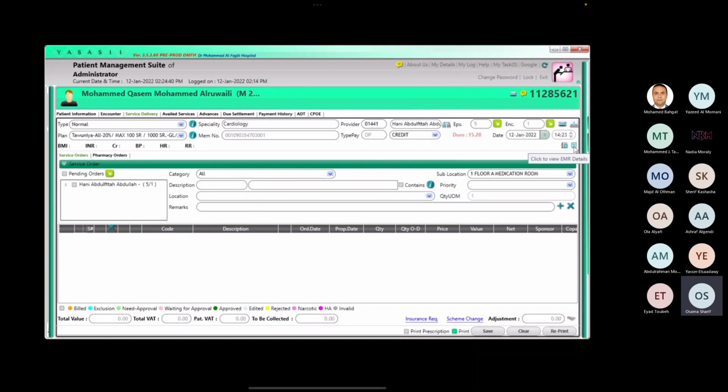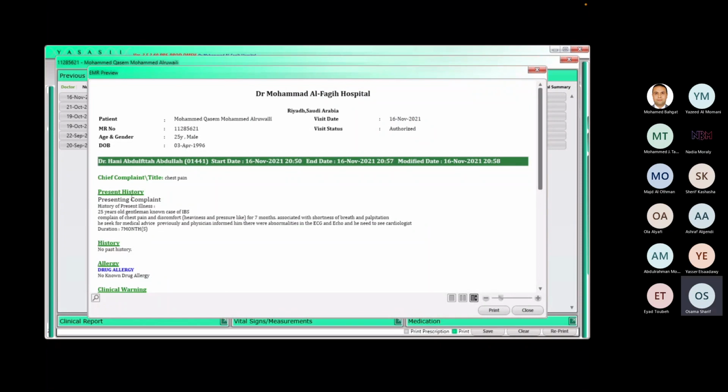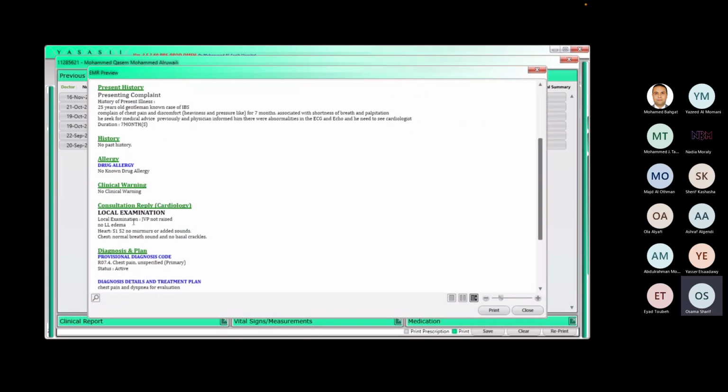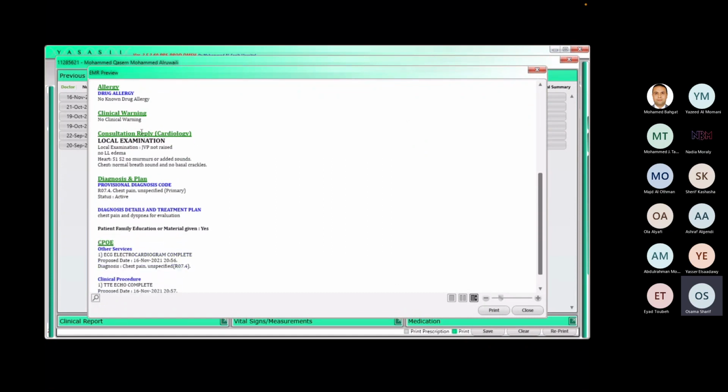Same thing goes for EMR, the button next to it on the extreme right. If I click on that, it opens the EMR, which means I can click on any of the reports and view it. So for example, Dr. Hani wrote a note on 16th of November. I want to click on it and see what he had written. Okay. So I can see the history of present illness. I can see the allergies that were recorded, clinical warnings, consultation reply. So this was a consultation reply of cardiology. It was not the actual consultation. That means this was a referral, and we can see that clearly.